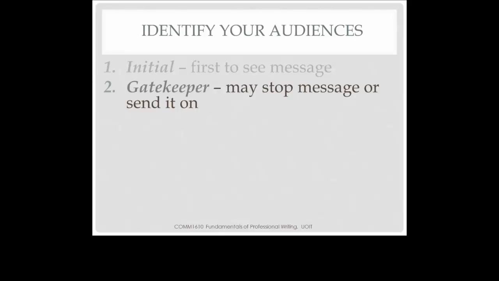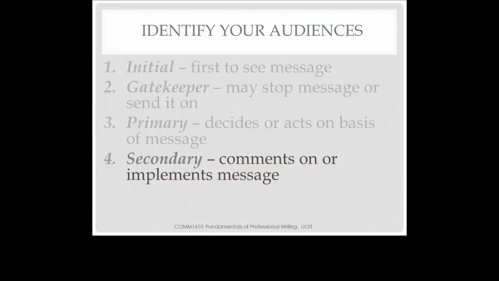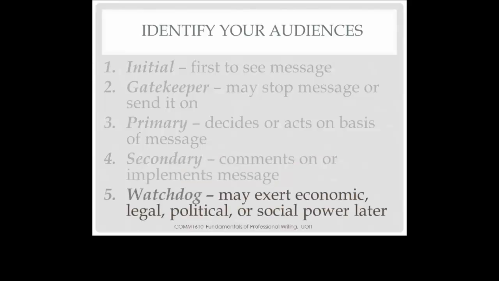Another reader may be the gatekeeper, the person who decides whether or not the document should move up the ladder. Since a person can be in two audiences, the initial reader and the gatekeeper could in fact be the same person. Then you have your primary and secondary readers. As we've just discussed, your primary reader is your main audience, the one who will make the decisions about the document. The secondary reader could be the person who supports the primary reader in the decisions or may implement what is in your document.